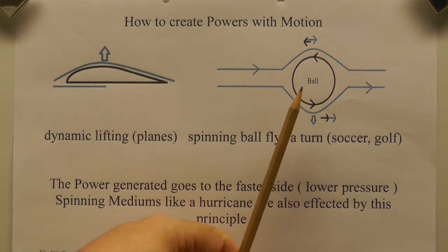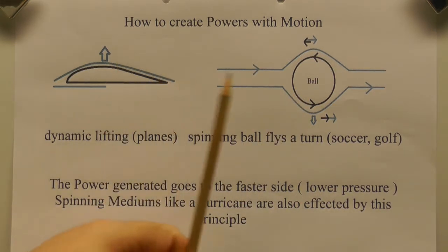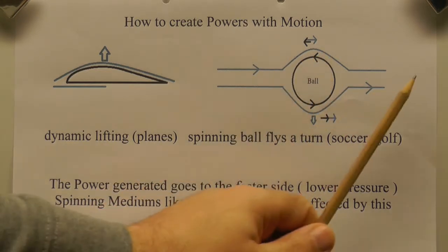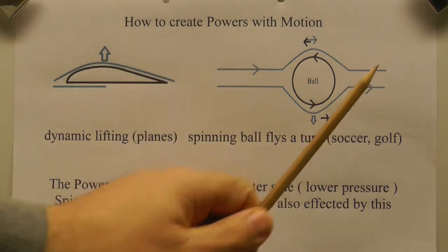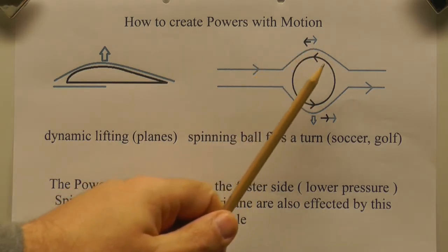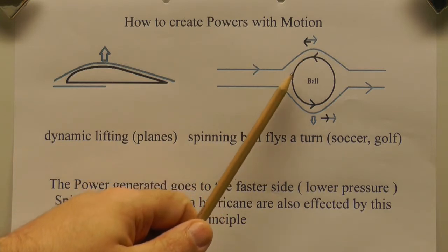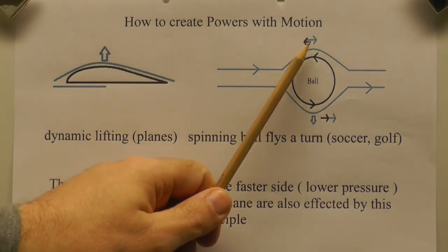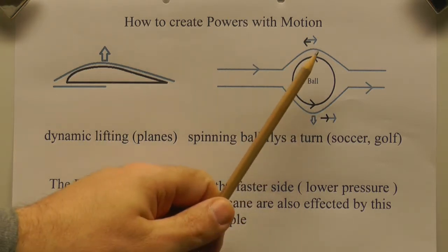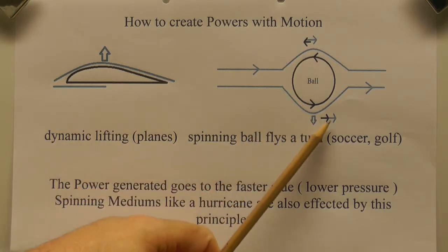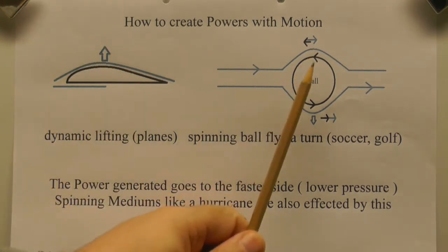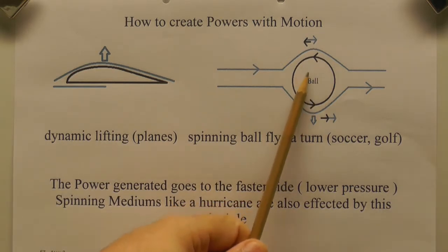On the other hand, this doesn't look like an anchor quant. This looks more like an anchor quant. It's a spinning ball. When it flies through the air it moves in this direction and it spins. The speed of the air moving and the turning speed of the ball are added here and subtracted there, making the air here go faster than on the other side. Faster air means power directed to the faster side. The ball will fly in this direction.